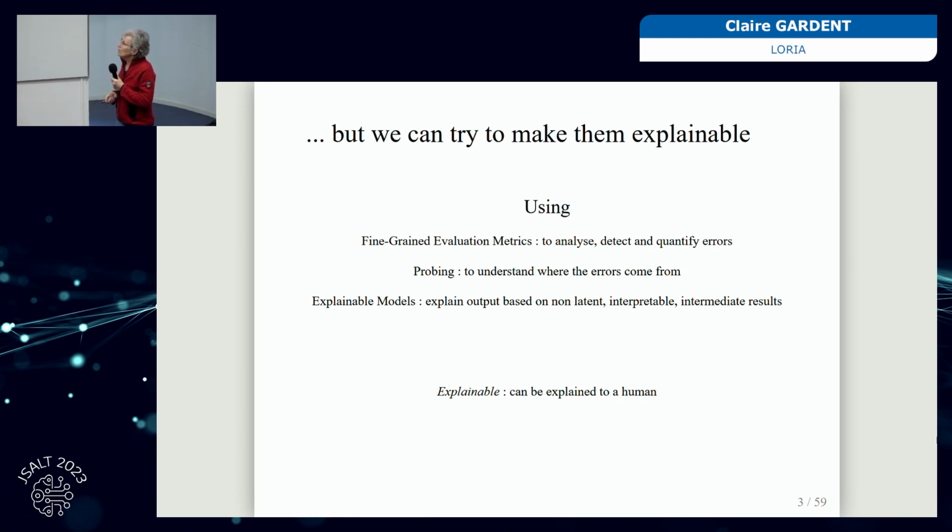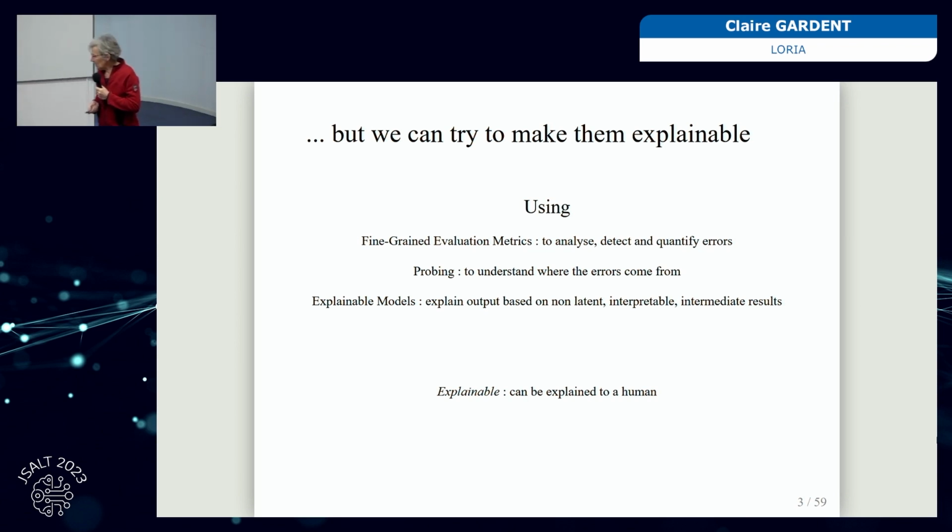Today I will discuss three different ways in which you can improve the explainability of those models. The first is to have fine-grained evaluation metrics. Instead of having, as we often do in generation, global metrics that give a global score to the text generated by the model, you can develop fine-grained metrics which are specific to a certain type of error. They allow us to quantify and detect a specific type of error, and to have an idea of what kind of errors the model is making.